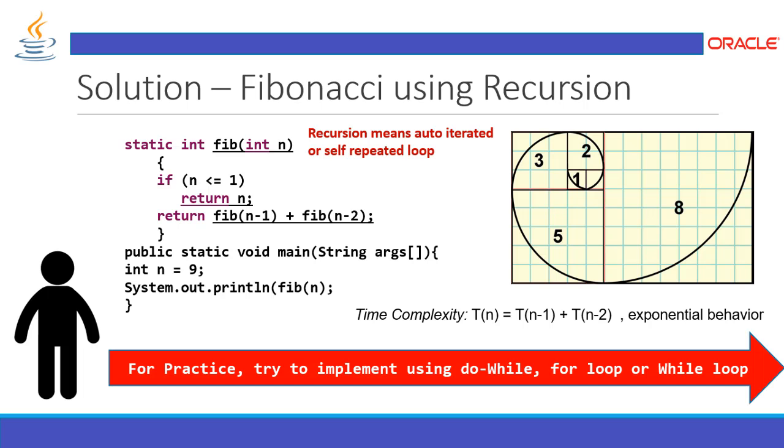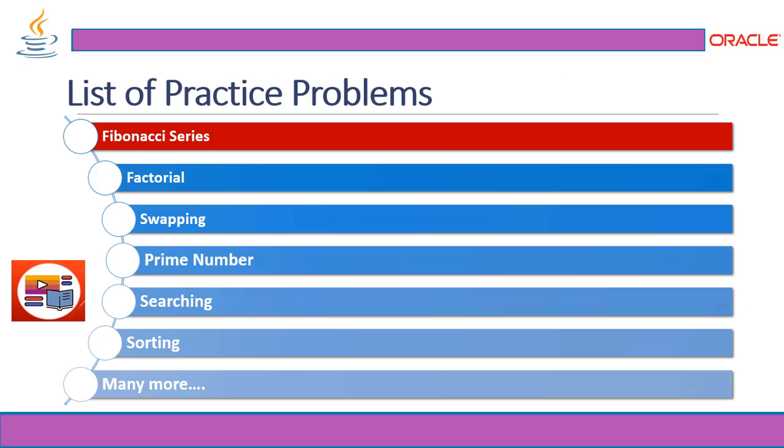So far we have seen the execution of Fibonacci using recursion and for loop. For more practice, you can try to implement this kind of series in do while, for loop, while loop, or recursion. In the next session in this series, we are going to learn about factorial implementation.